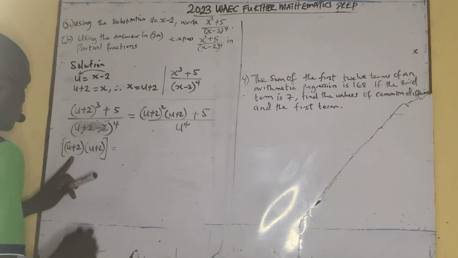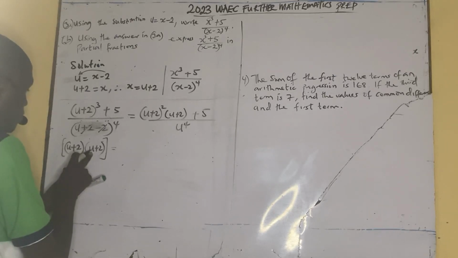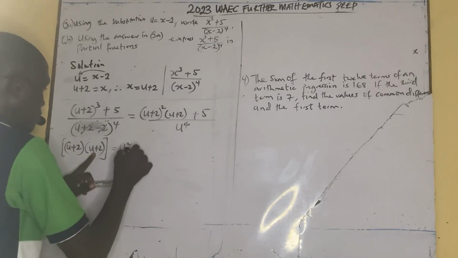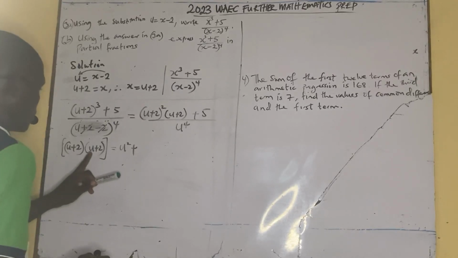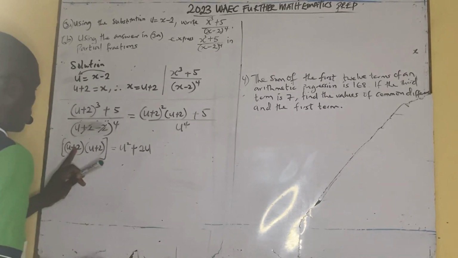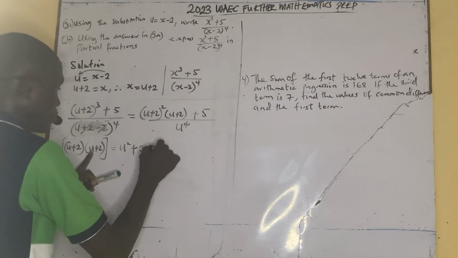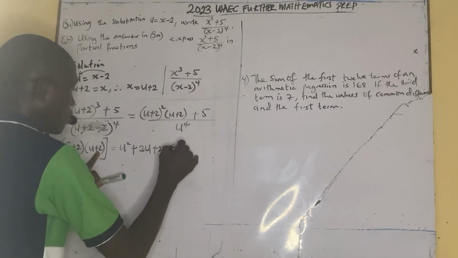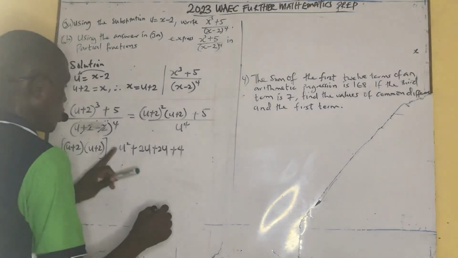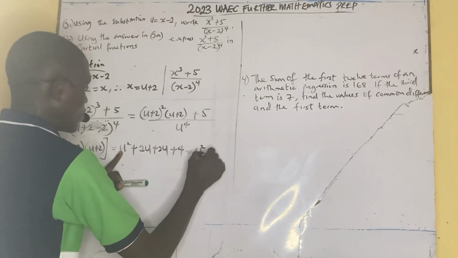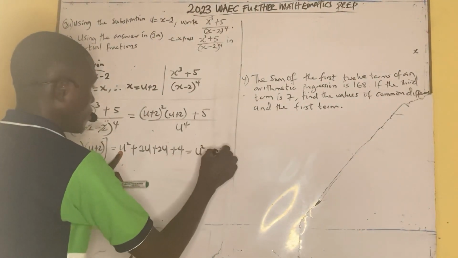So I'm going to have u times u, which is u squared. Then u times 2 is 2u, and 2 times u is 2u. Then plus 2 times plus 2 is plus 4. So everything here is going to be u squared plus 4u plus 4.